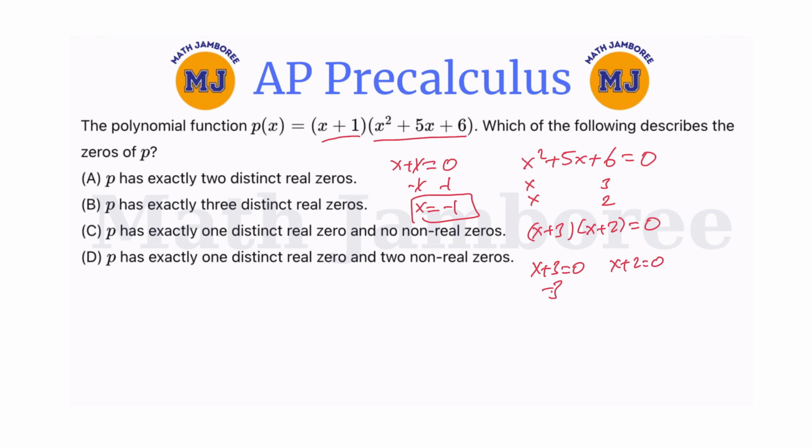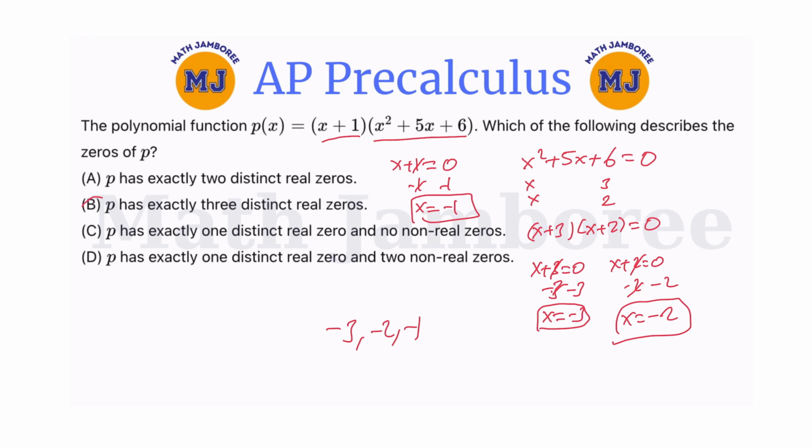Take away 3 from both sides: x = -3. And for this one, if you just take away 2 from both sides, x = -2. So as you can see, we found -3, -2, and -1. There are 3 distinct real zeros of the polynomial function. These are all unique and different from each other.